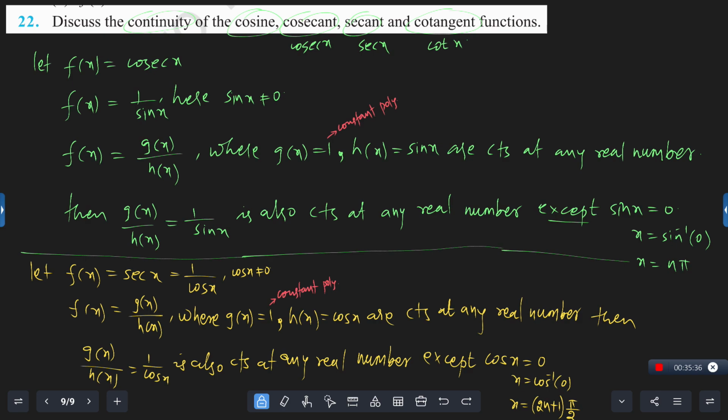It means pi by 2, 3 pi by 2, 5 pi by 2, 7 pi by 2, all the places where cos will be 0. Understand? That is what 2n plus 1 into pi by 2 I am writing. This is for secant. Like that, cot means cotangent. Let f of x be equal to cot x. Cot means cos x divided by sin x.